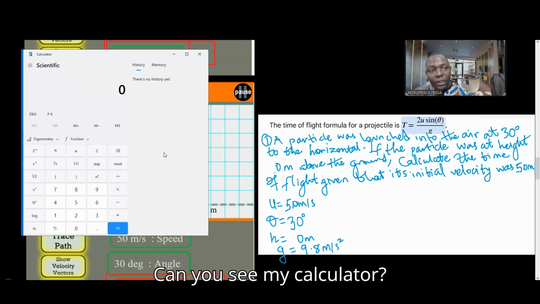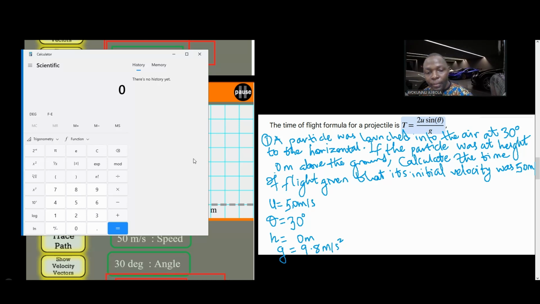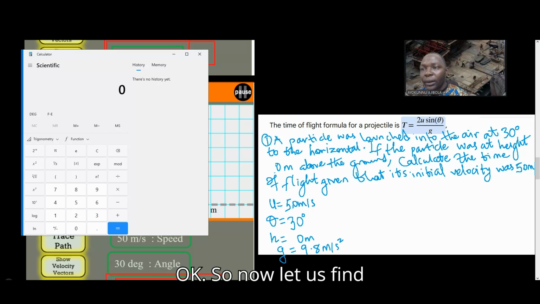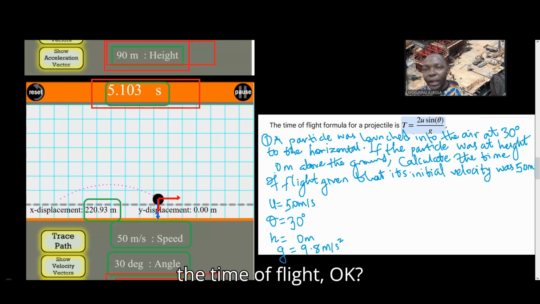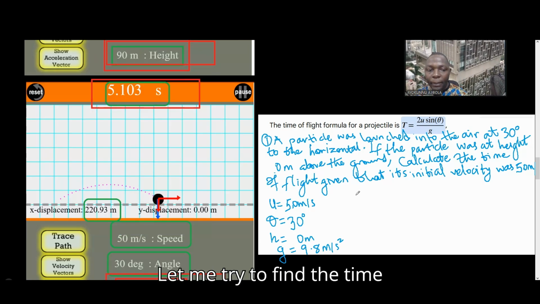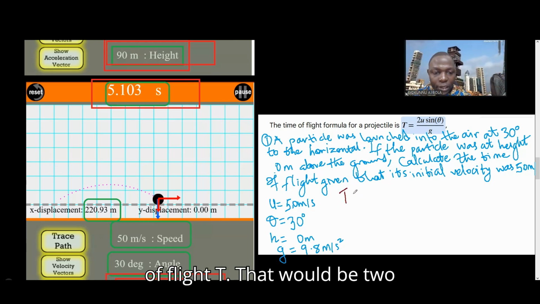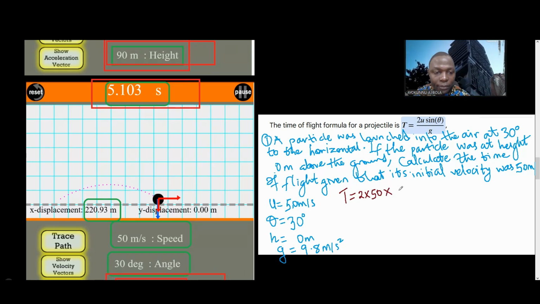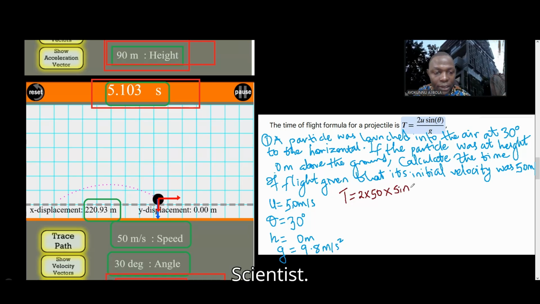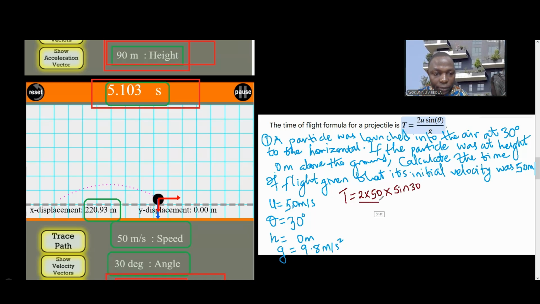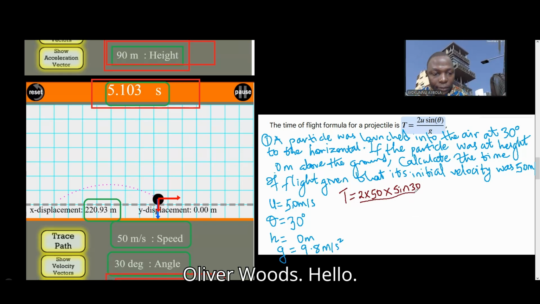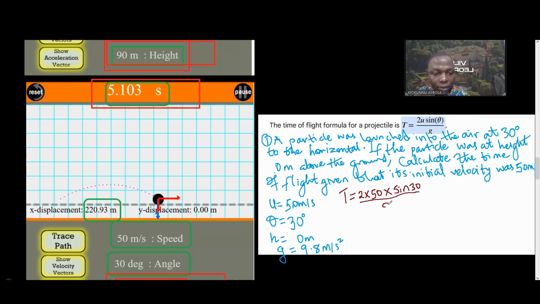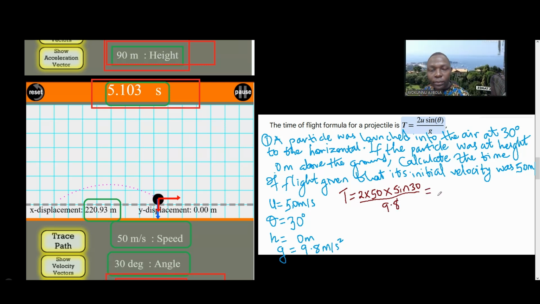Can you see my calculator? Yes, sir. Okay, so now let us find the time of flight. To find the time of flight T, that will be 2 times 50 times sine 30, all over 9.8 meters per second squared. The answer is 31.3.